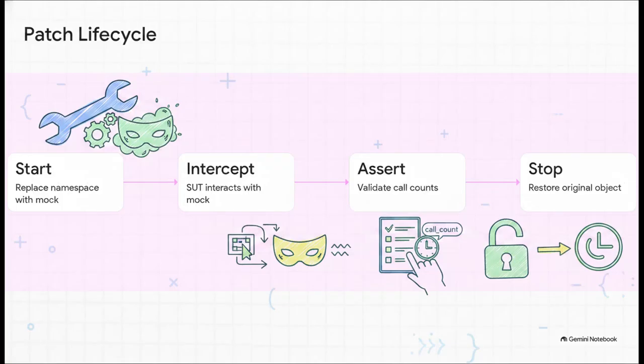Okay, so once you target the right namespace, patching always follows a highly predictable 4-step lifecycle. Step 1, you temporarily replace the target namespace with your mock. Step 2, your system under test does its thing and interacts with the mock. Step 3, you swoop in and make your assertions, validating stuff like call count. And step 4, you stop the patch and clean up, restoring the original object. Whether you're using the @patch decorator, a context manager with the with statement, or the super handy mocker fixture in pytest-mock, this underlying lifecycle is exactly the same. It ensures you never leave lingering mocks that pollute memory and ruin your other tests.